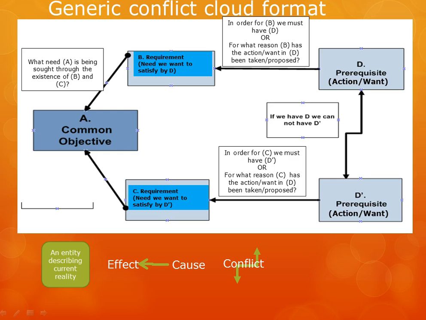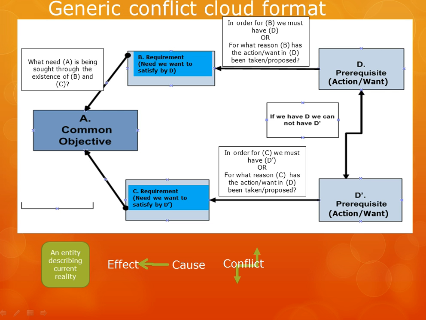So here's the original format of the conflict cloud or evaporating cloud. You can see that it's made up of 5 boxes, all of which are connected by arrows. D and D prime represent the conflict itself, which could be described as an action or a want. And B and C represent requirements that need to exist in order for those needs or actions or wants to exist. And then B and C, being requirements, they also have a common objective.